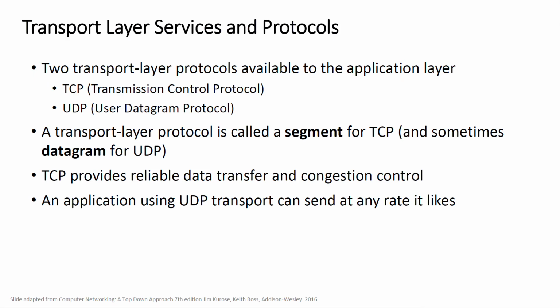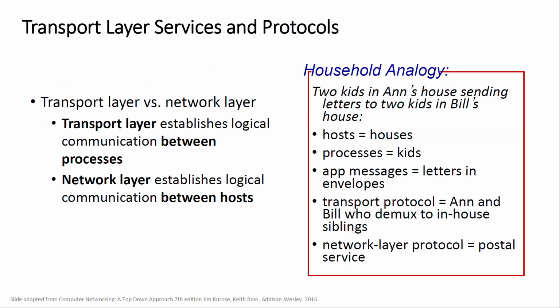TCP is short for Transmission Control Protocol. UDP is User Datagram Protocol. A transport layer packet is called a segment for TCP and sometimes a datagram for UDP. TCP provides reliable data transfer and congestion control. An application using UDP transport can send at any rate it likes. We already talked about this, but just think about this as a reminder.